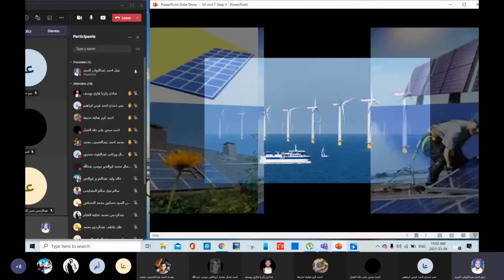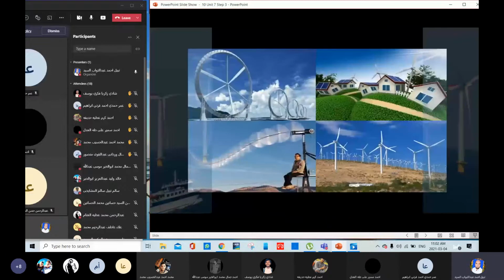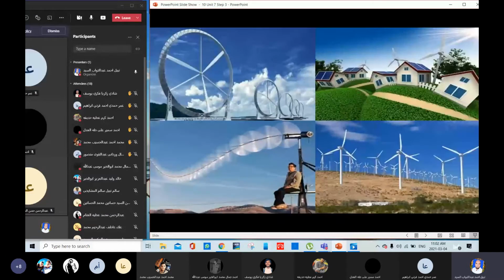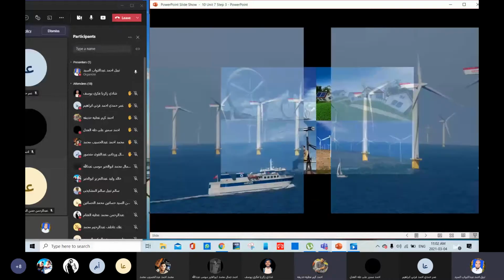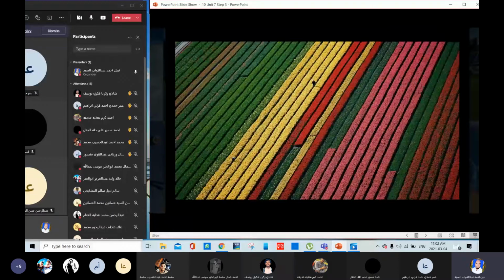Okay, now let's have a look at the other pictures here. Look at these two pictures. Teacher. Yes, Ahmed Karam. See anything? Don't share screen. Okay, wait and see. Can you see it now? No. Okay, I see it. You can go out and return again, Ahmed Karam.